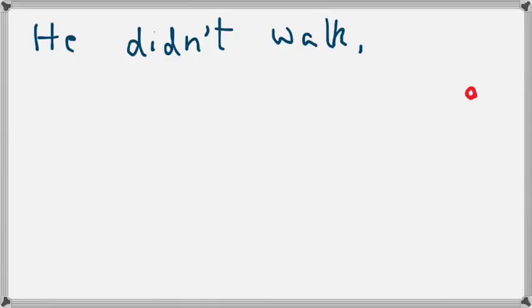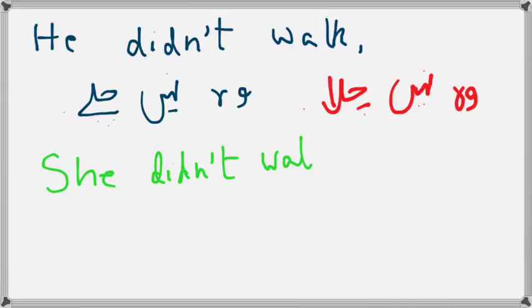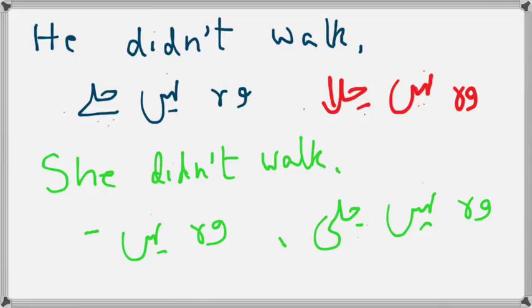There are two versions. वो नहीं चला. If we are talking about a third person, but if we want to show some respect, then we say वो नहीं चले. Similarly, she didn't walk. वो नहीं चली, and to show respect, वो नहीं चली.